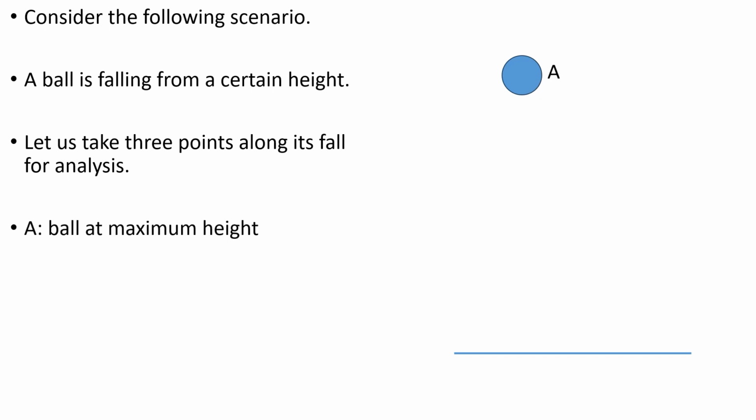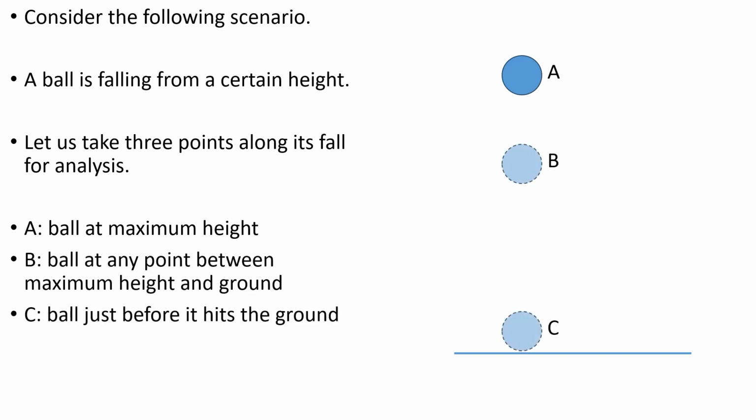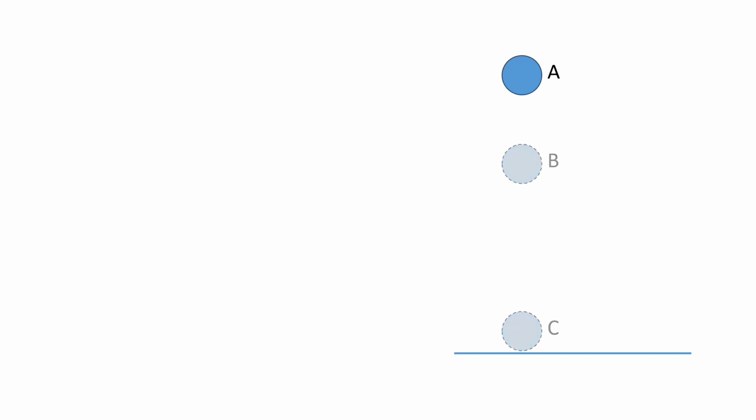At A, the ball is at its maximum height. At B, the ball is at any point between the maximum height and the ground. At C, the ball is at the point just before it hits the ground. The points that you select can be random, but it is easier to consider extreme points as some of the variables will become zero, which makes calculation and explanation easier.